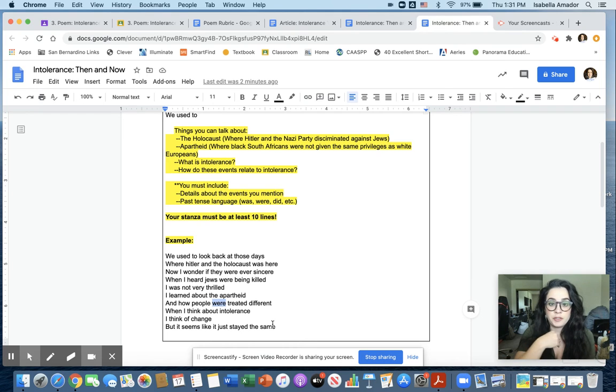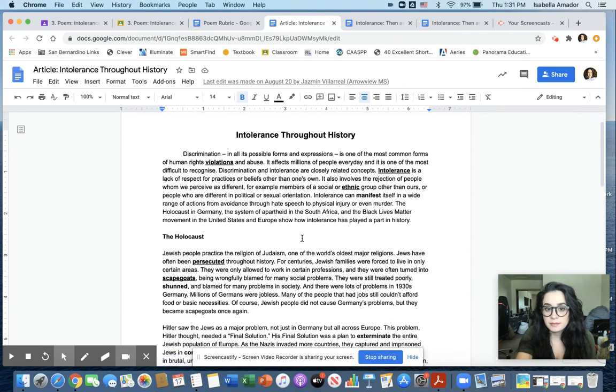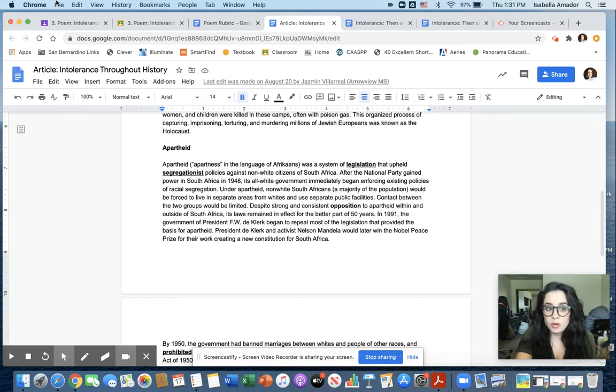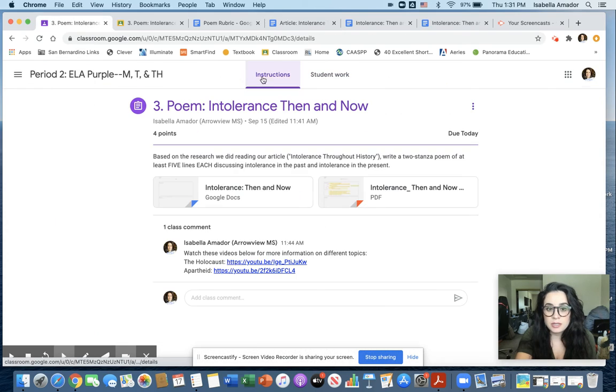This student decided to use first person. They talked about themselves and their own emotions. You can do that. If you don't want to, you don't have to. And if you need to have any additional information about the Holocaust, about apartheid, you can look back at your article, which is here, or you can actually go to the instructions on this, and I posted a link in the comments for some YouTube videos to review the Holocaust and to review apartheid. I also attached the brainstorm that I just showed you on this video to your document so you can look at it separately.